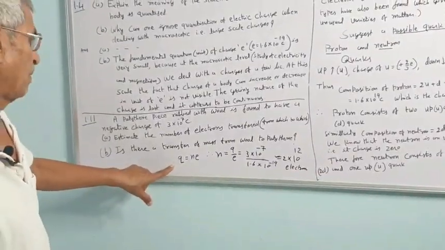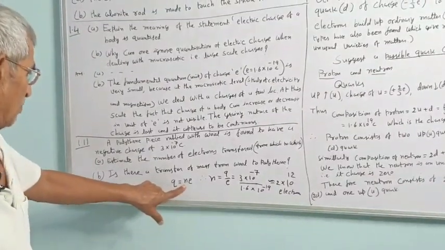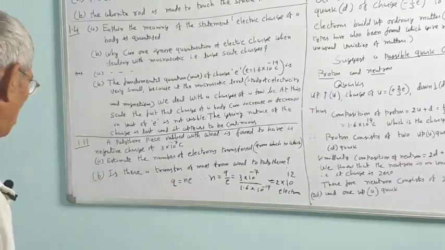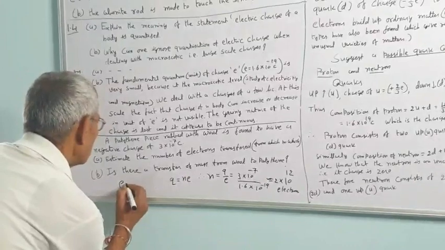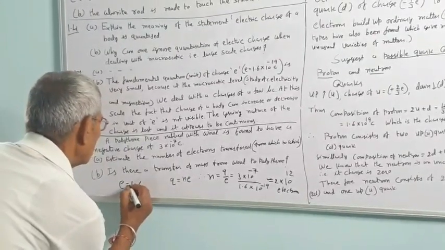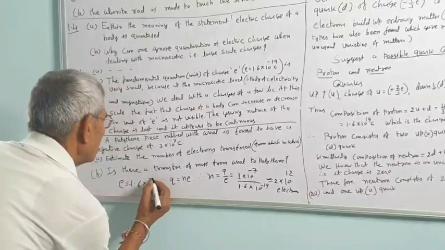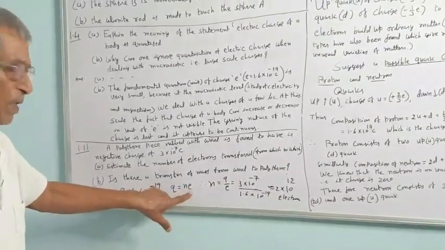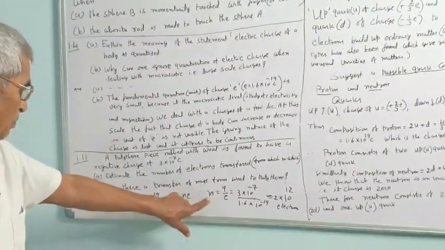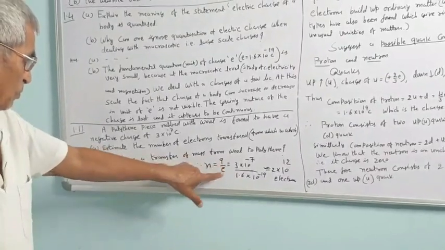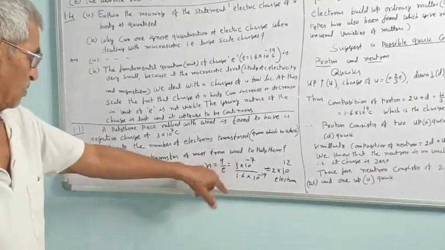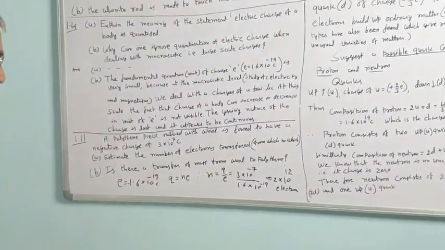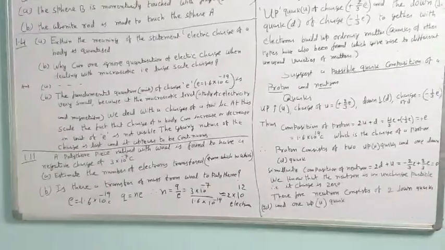Let Q be the charge on the polythene piece. N is the number of electrons transferred from wool to the polythene piece. e is the electronic charge, 1.6 into 10 raised to minus 19 coulomb. The total charge is Q, then Q is equal to the number of electrons into electronic charge. So the number of electrons transferred from wool to the polythene piece is equal to Q by e. That is equal to 3 into 10 raised to minus 7 upon 1.6 into 10 raised to minus 19. That is roughly equal to 2 into 10 raised to power 12 electrons. Correct?